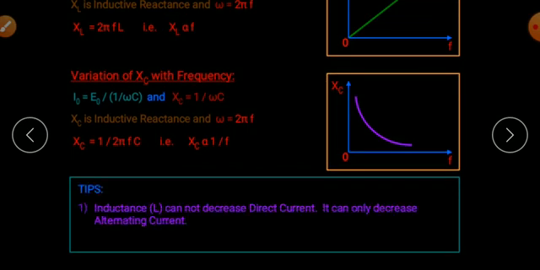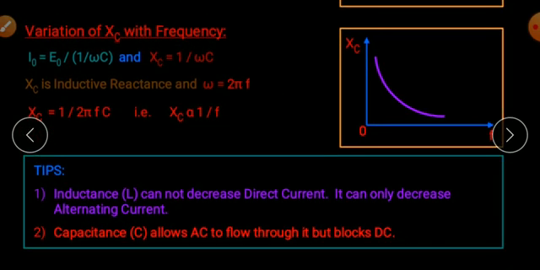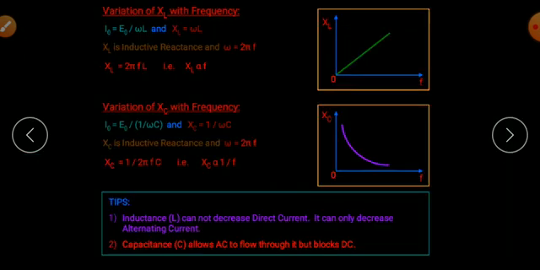Inductance cannot reduce direct current, it can only reduce alternating current. And capacitance allows AC to flow through it but blocks DC. Now, R can reduce AC as well as DC. And L cannot reduce DC, it can reduce only AC. Again, C blocks DC but allows AC to pass through.